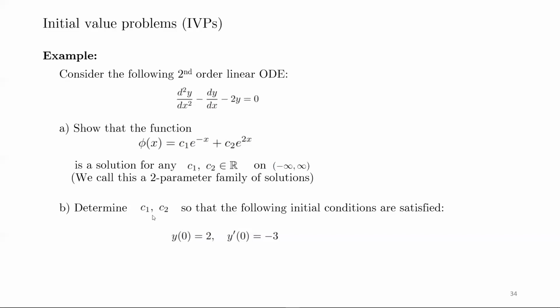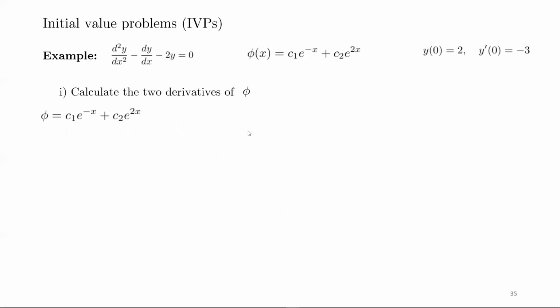And secondly, we want to determine these numbers C1 and C2 so that the initial conditions are satisfied. When x is equal to 0, y is equal to 2. When x is equal to 0, the derivative of y is equal to negative 3. So this ODE combined with these two initial conditions forms an initial value problem. Well, let's start with part A. Here is our ODE at the top. Here is our function that we're saying satisfies the ODE, and here are our initial conditions.